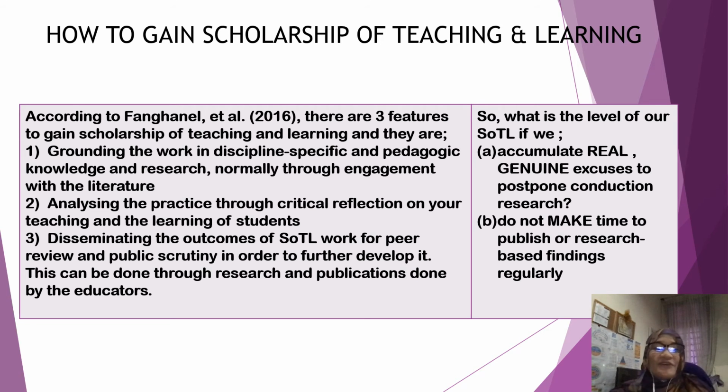Disseminating the outcomes of scholarship of teaching and learning, work for peer review and public scrutiny in order to develop it. This can be done through research and publication. Because when you go through peer review, your peers from other universities, other institutions will read your work and say whether it is good enough to be in the journal or not. So what is your level of SOTL?